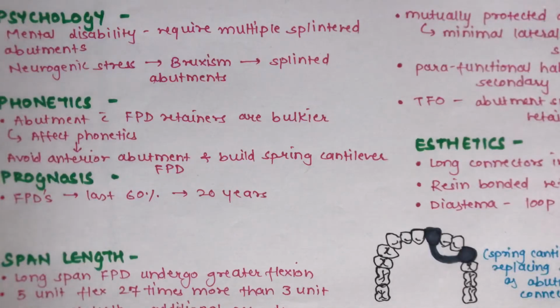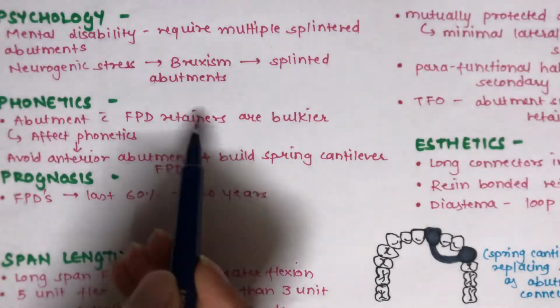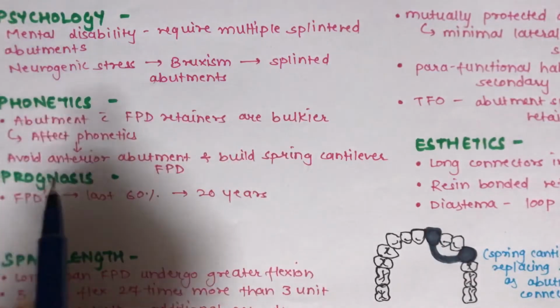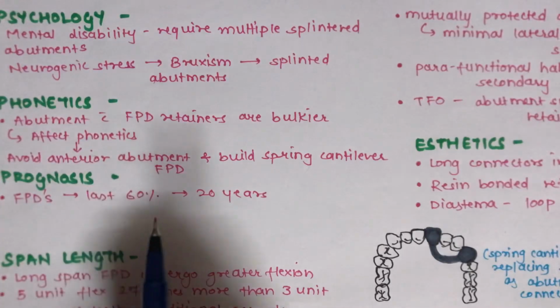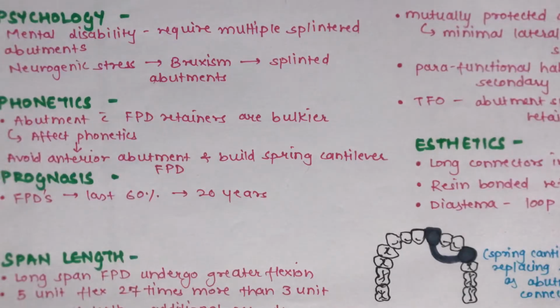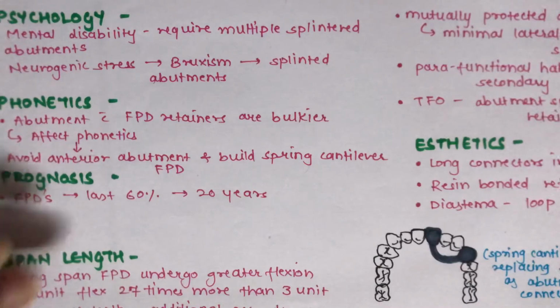Now the next factor is phonetics. Abutments with FPD retainers are generally bulkier than the natural counterparts, and this can affect the phonetics. If your retainers are bulkier, it will obviously affect the phonetics of the patient, like the patient cannot talk properly. So in such conditions, it is beneficial to avoid an anterior abutment, and you have to build a spring cantilever FPD using a posterior abutment.